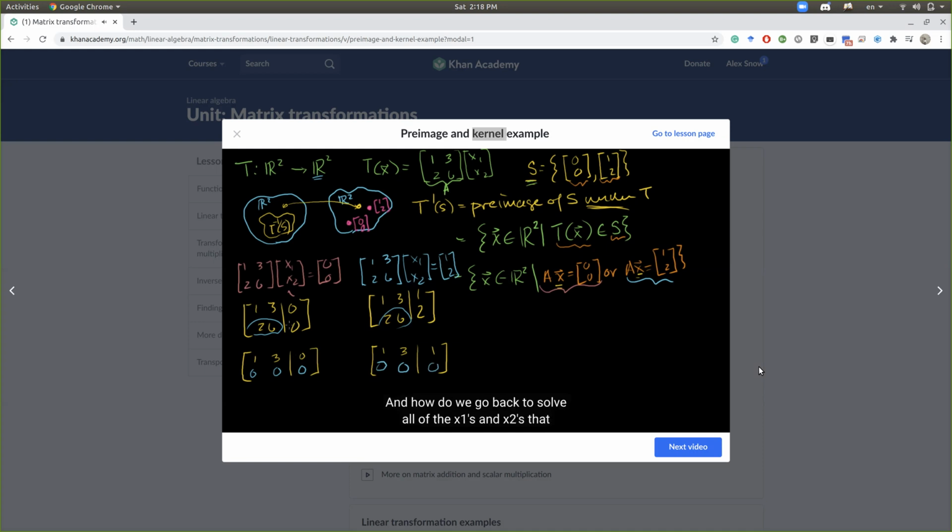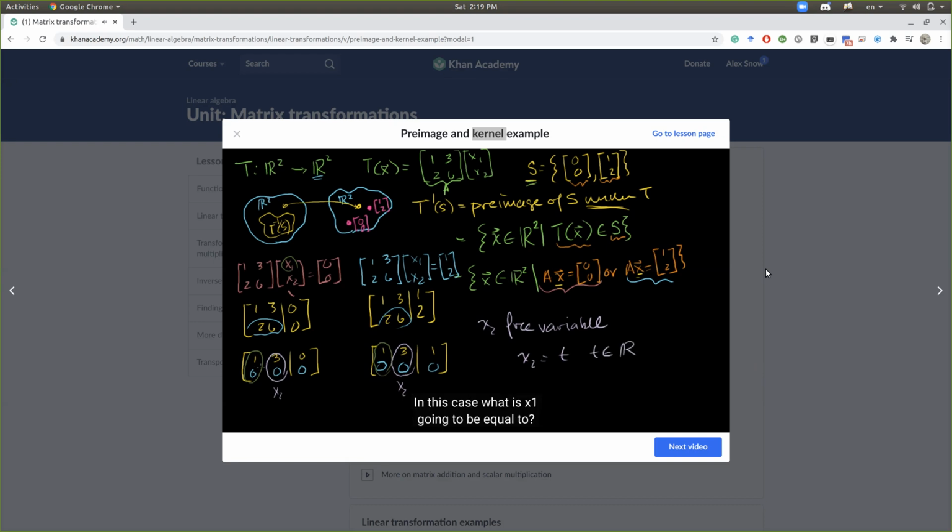And how do we go back to solve for all of the x1 and x2 that satisfy these? Well, you recognize that our first columns are pivot columns, associated with our variable x1, so x1 is a pivot variable. The second column is a non-pivot column because it has no 1s in it, and it's associated with x2, so x2 is a free variable. That essentially means we can set x2 to be anything. So let's just set x2 equal to t, where t is a member of the reals.